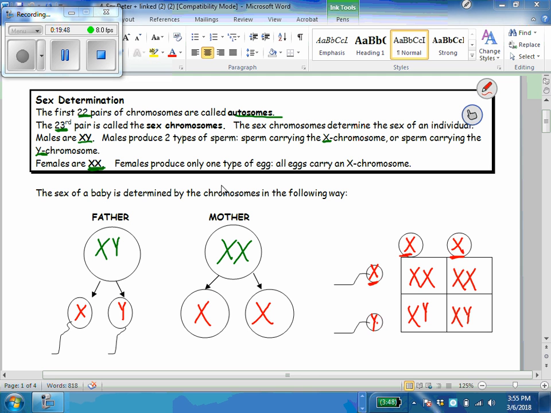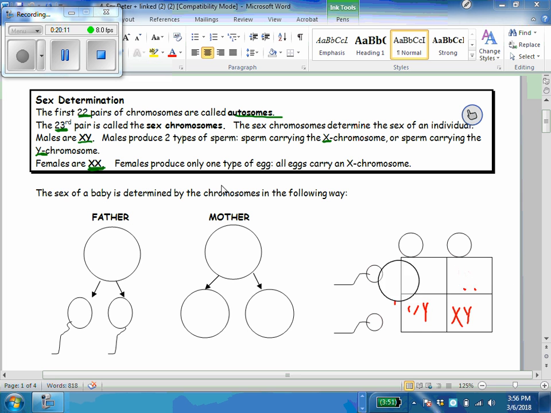And again, if you look at who determines the gender of a child, it's always the male, because it depends on which sperm fertilizes the egg. If it's the X sperm, the offspring is a girl. If it's the Y sperm, the offspring is a boy. So I'm going to erase this and kind of move on. But again, keep in mind that this is the premise of everything that we're going to be doing in this little lesson.